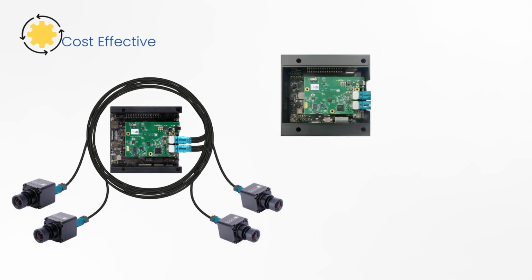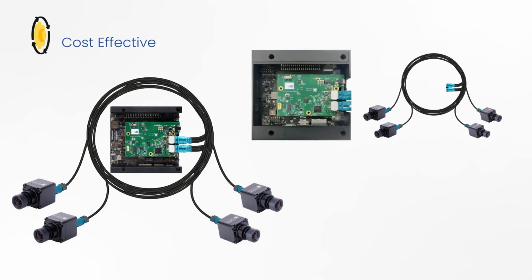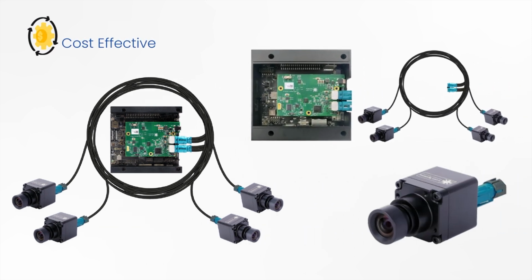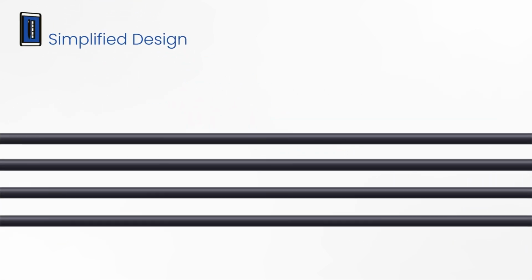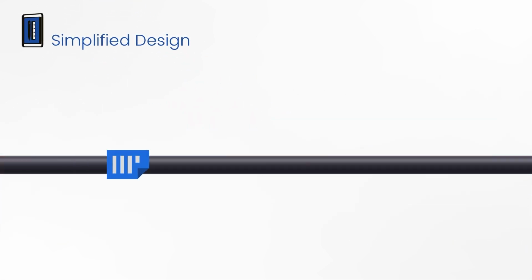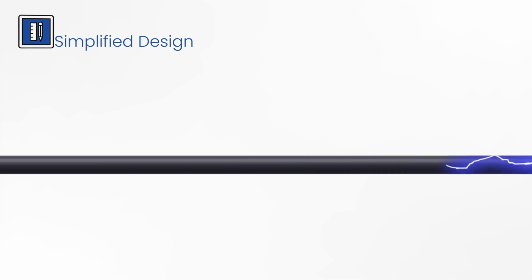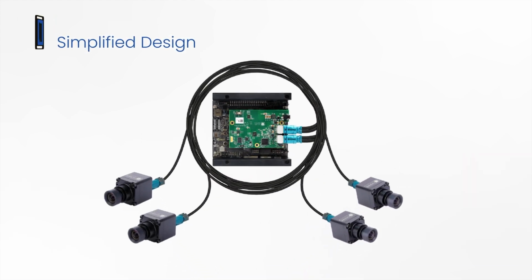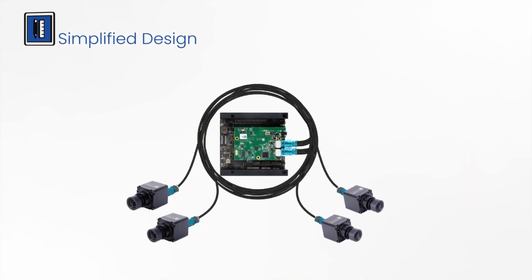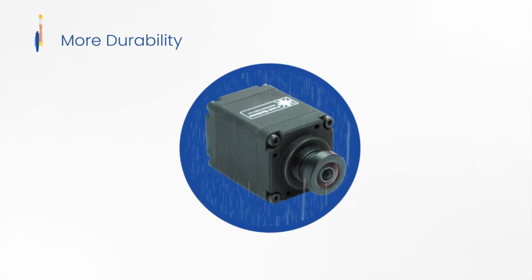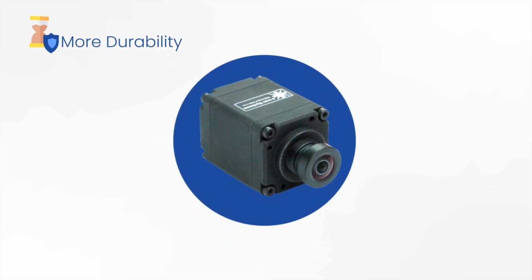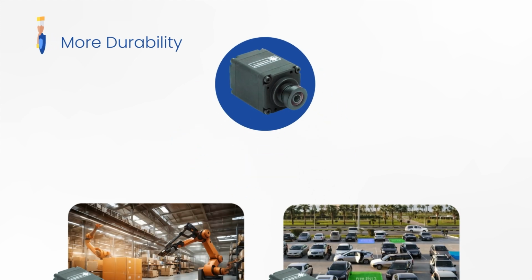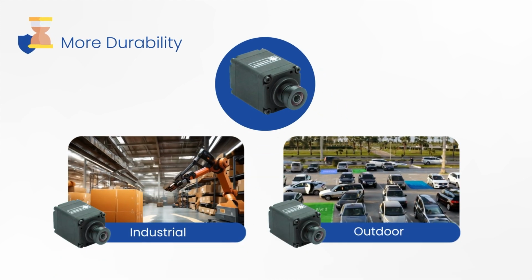Cost-effective: GMSL technology is compatible with existing infrastructure, making upgrades simpler and more affordable without needing extensive modifications. Simplified design: by reducing the number of cables needed for both data and power transmission, GMSL simplifies installation and minimizes potential failure points. More durability: built to withstand extreme conditions, GMSL cameras perform consistently in harsh environments, making them ideal for industrial and outdoor use.